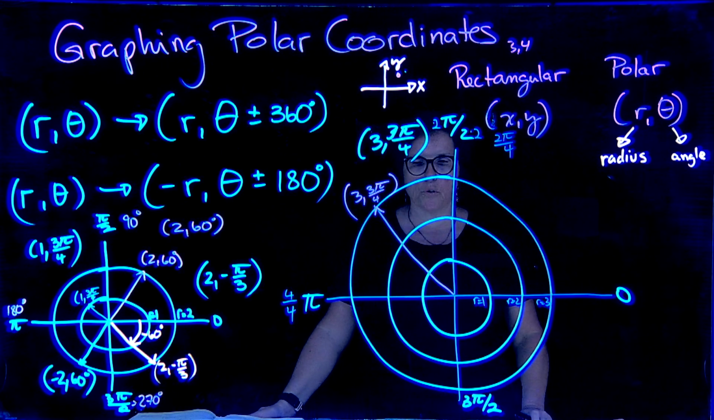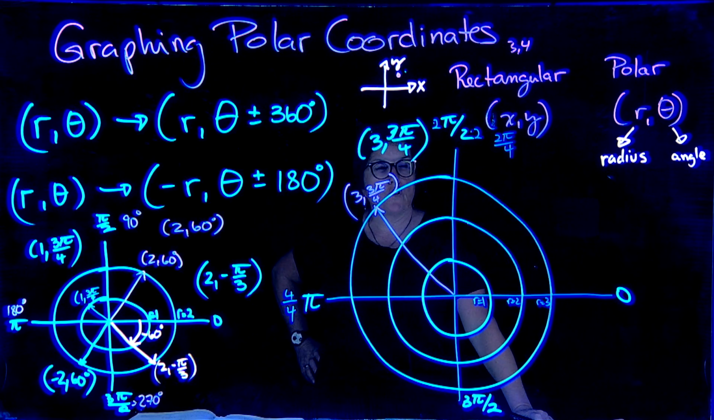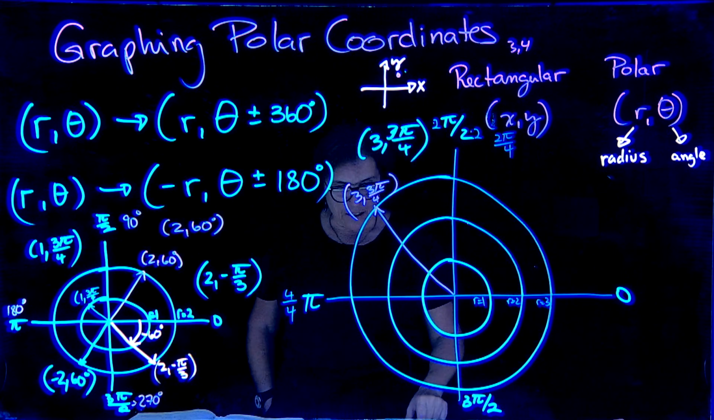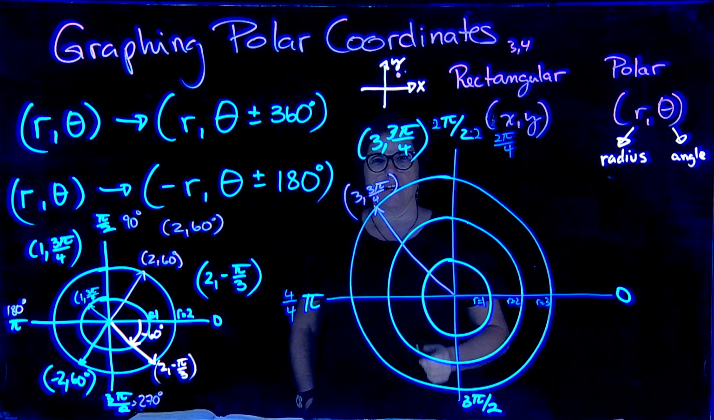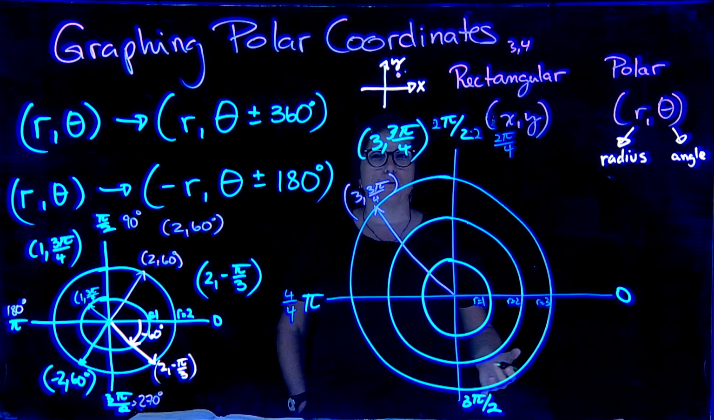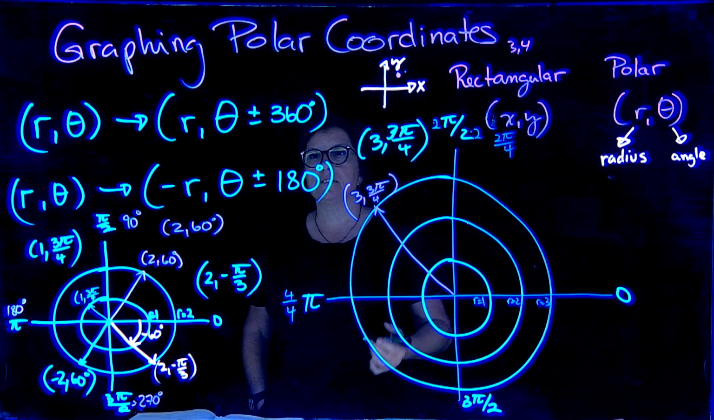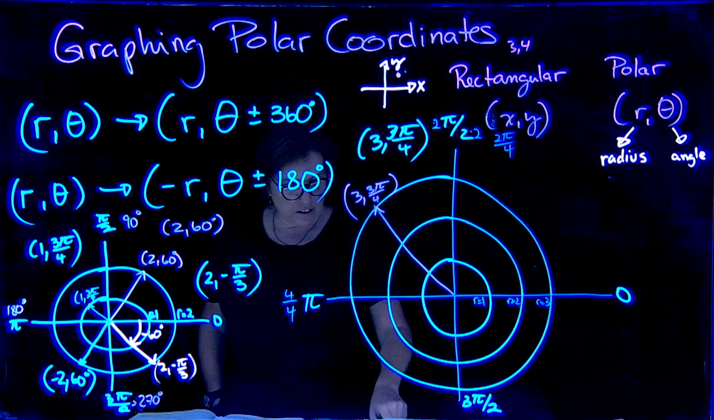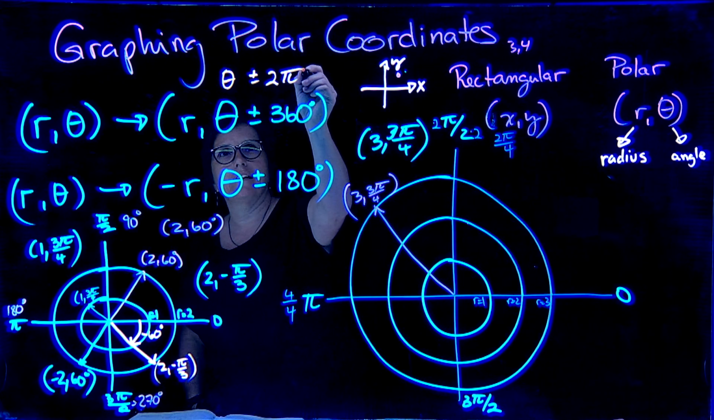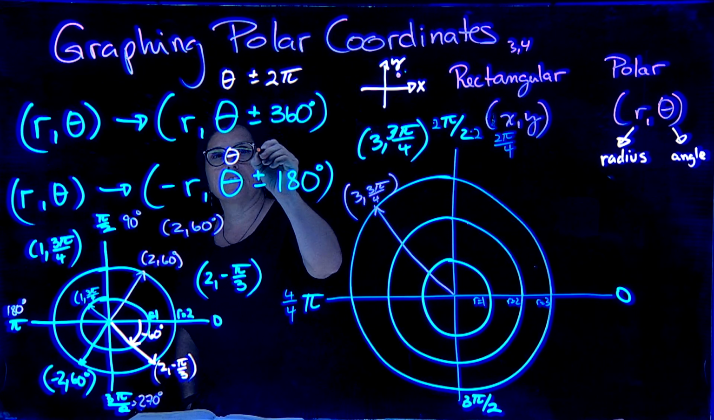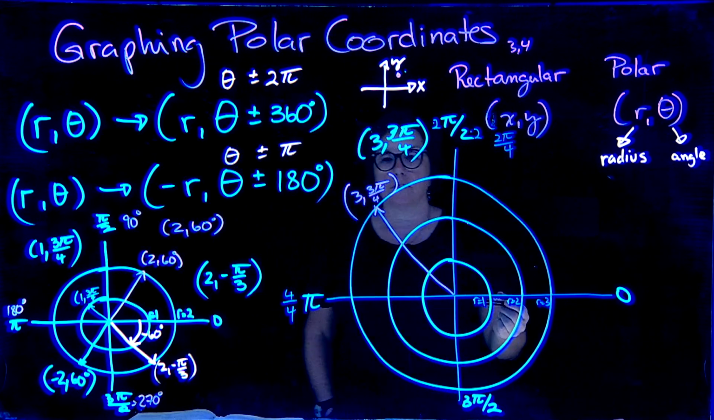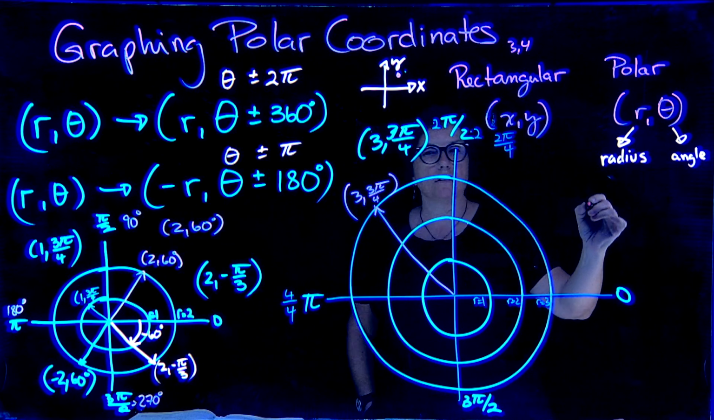That is our point. Now we want to find equivalent points that may look different, but are exactly in the same spot. One way to do that is just to add 2 pi to it. So here, instead of degrees, we have theta plus or minus 2 pi. And here we have theta plus or minus pi. Okay, a little sidebar over here.